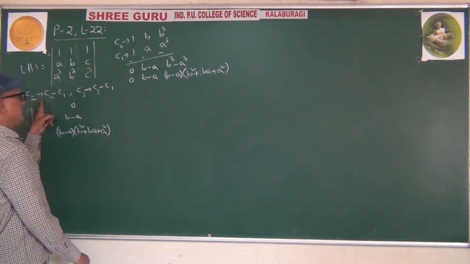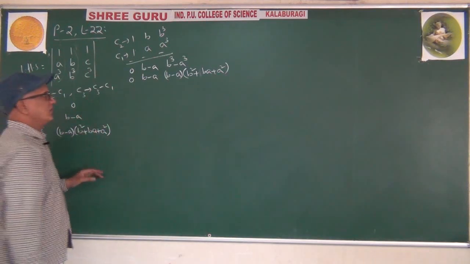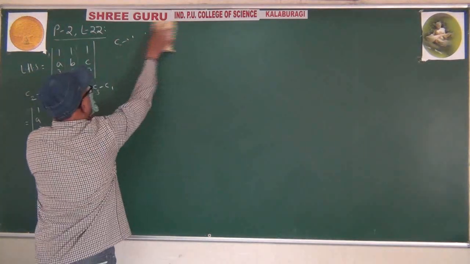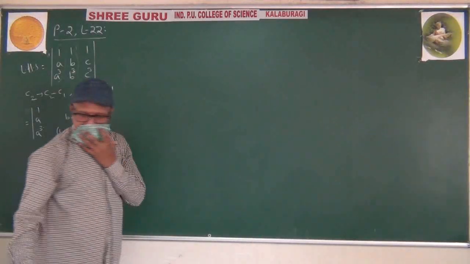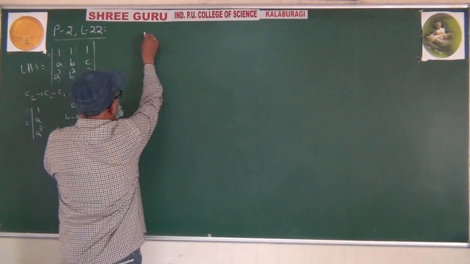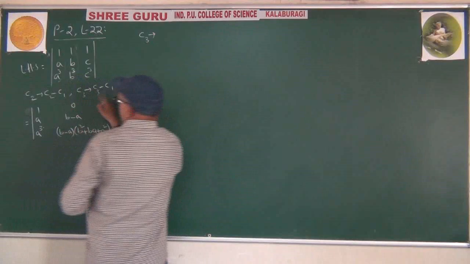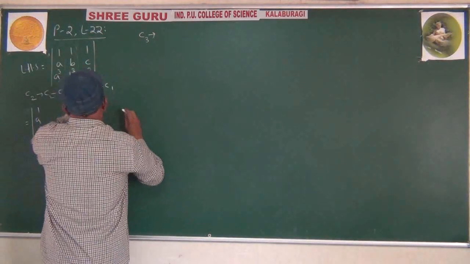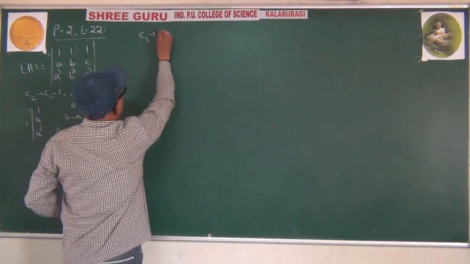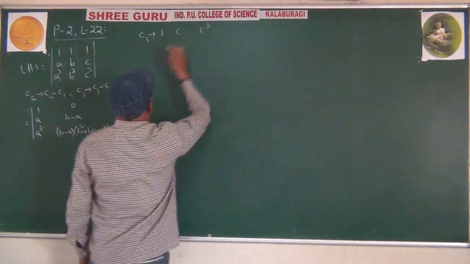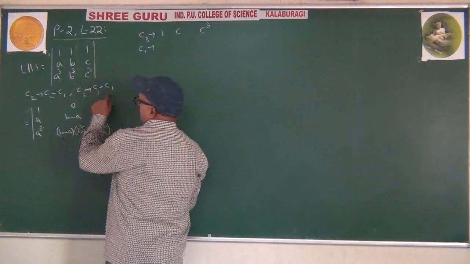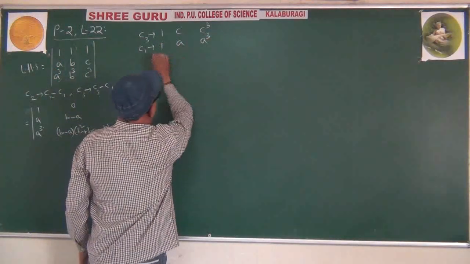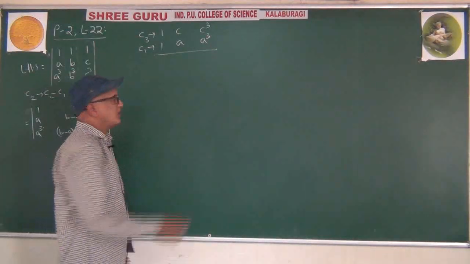This is the second column. Third column: how does the third column change? C3 minus C1. C3 is the third column, 1, C, C cube. First column: 1, A, A cube. Subtraction.